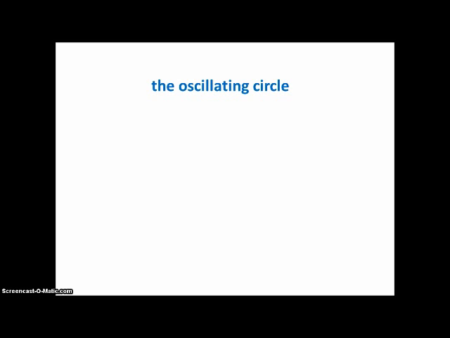One last topic, the oscillating circle. At each point along a curve, there's a circle tangent to the curve at that point. And the curvier the curve is, the smaller that circle is. And so it turns out that the radius of that oscillating circle is the reciprocal of the curvature. And so now we're going to look at some examples of all these different topics.